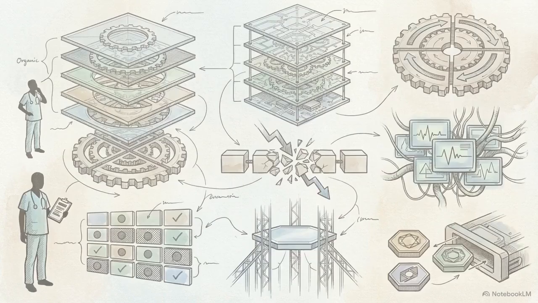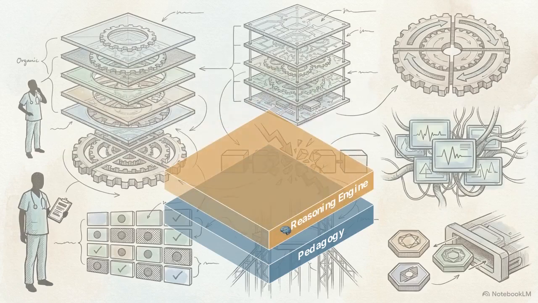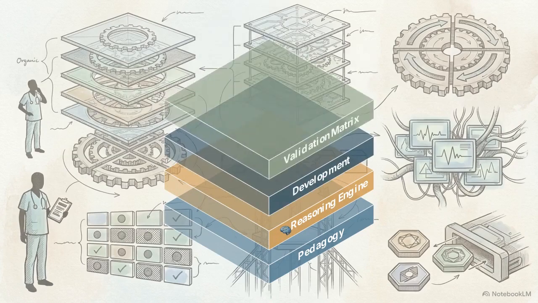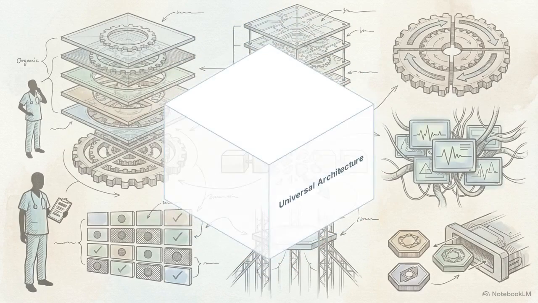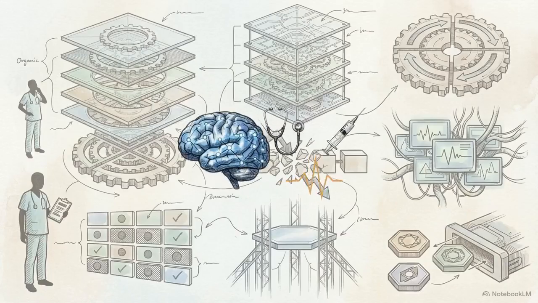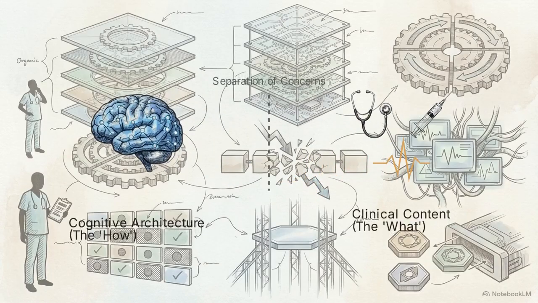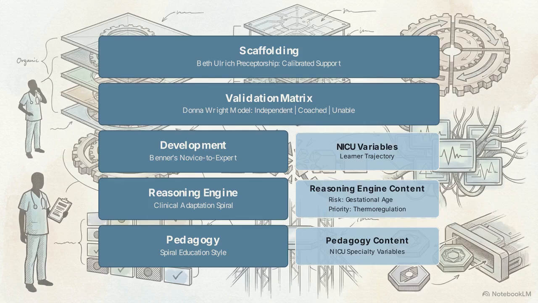The completed 5-layer framework combines spiral pedagogy, the recursive reasoning engine, Benner's developmental trajectory, Wright's validation matrix, and Ulrich's clinical scaffolding into a single cohesive unit. While this architecture was successfully instantiated in the neonatal intensive care unit, its mechanics are not exclusive to neonatal care. The system scales because it intentionally separates the structural architecture of how nurses learn from the clinical content of what they treat. This illustrates the framework's modularity.